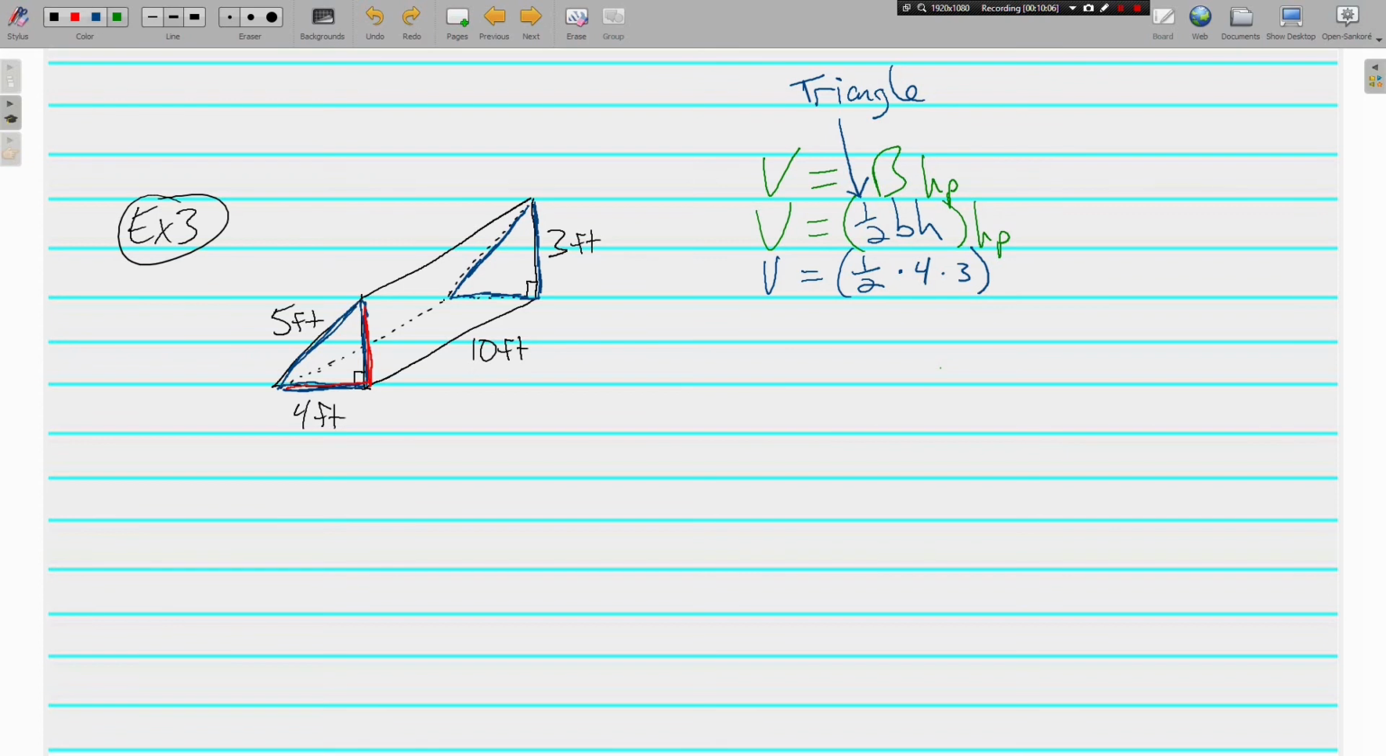And our height of the prism connects the bases. Again, the height of the prism, I know it's on the bottom, but that doesn't matter. It's connecting the two triangles. The height of the prism connects the bases. We are ready to multiply now. Half times 4. Half of 4 is 2. Times 3 is 6. And then 6 times 10.